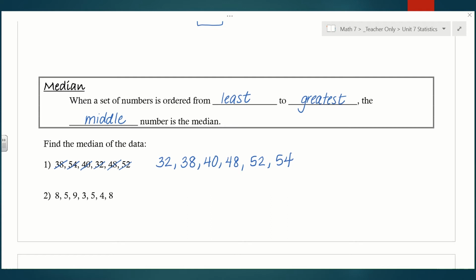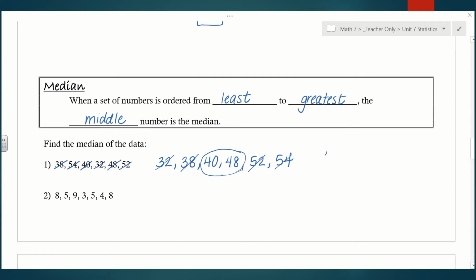So to do this, we cross off from the end. So 32, I cross off with 54. 38, I cross off with 52. Now, I am ending up with two numbers in the middle. So anytime you have an even number of numbers in your list, you're going to end up with two numbers in the middle. Well, we can't have a median of two numbers. So what we do is we find the middle of those two numbers. And to do that, you just are finding the average.